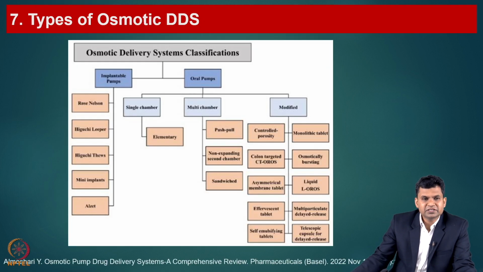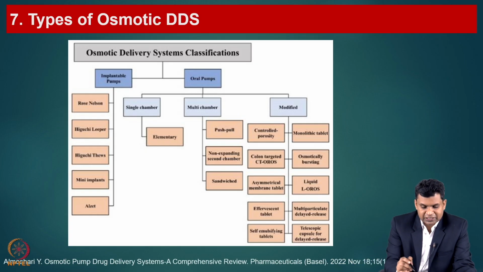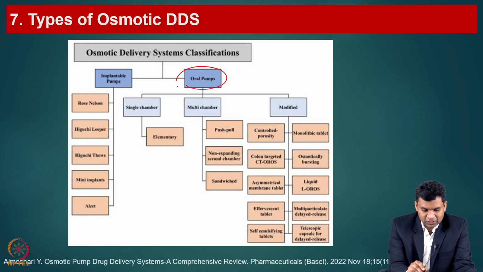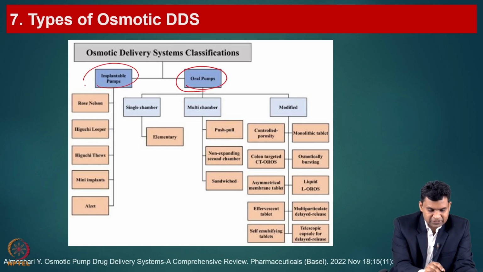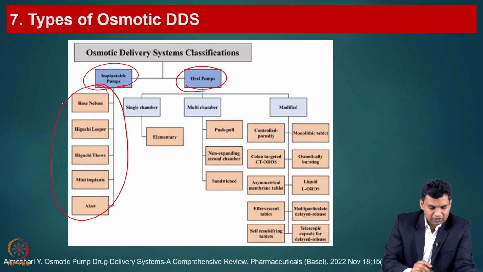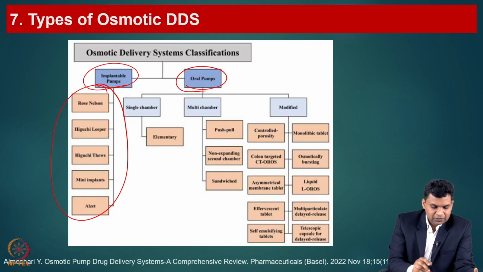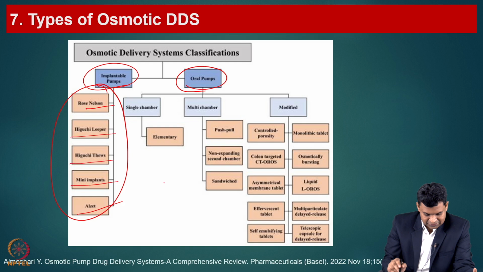Now, we are going to spend some time on the types of osmotic drug delivery systems. It can be classified into two major classes: the oral osmotic pumps and the implantable pumps. You can see these are the 5 types of implantable pumps: the Rose-Nelson model, Higuchi-Leeper, Higuchi-Theeuwes, mini implants, and ALZETs.